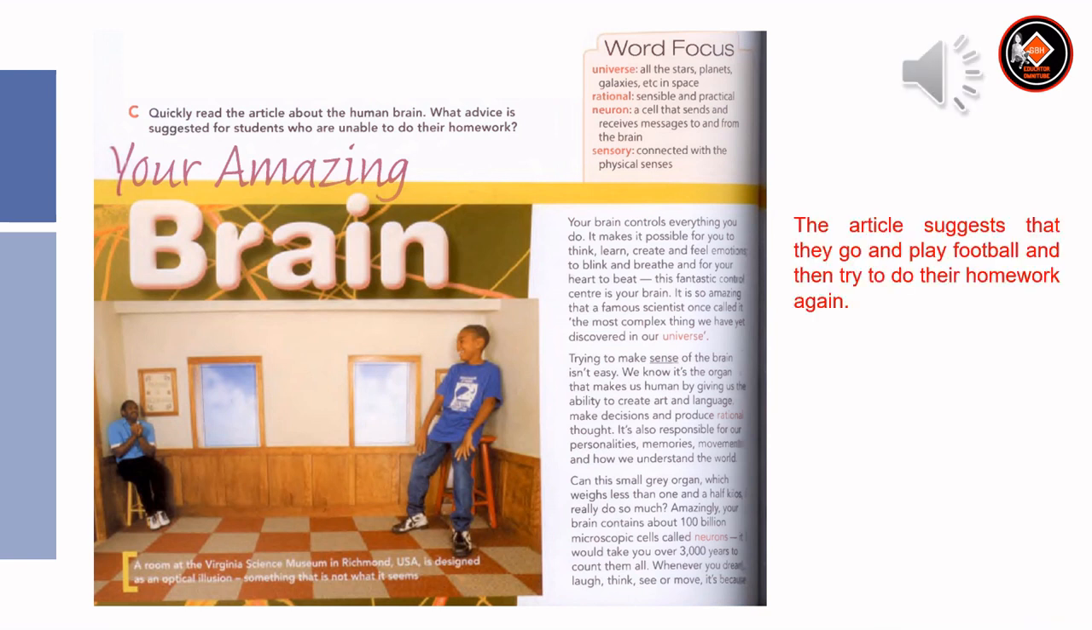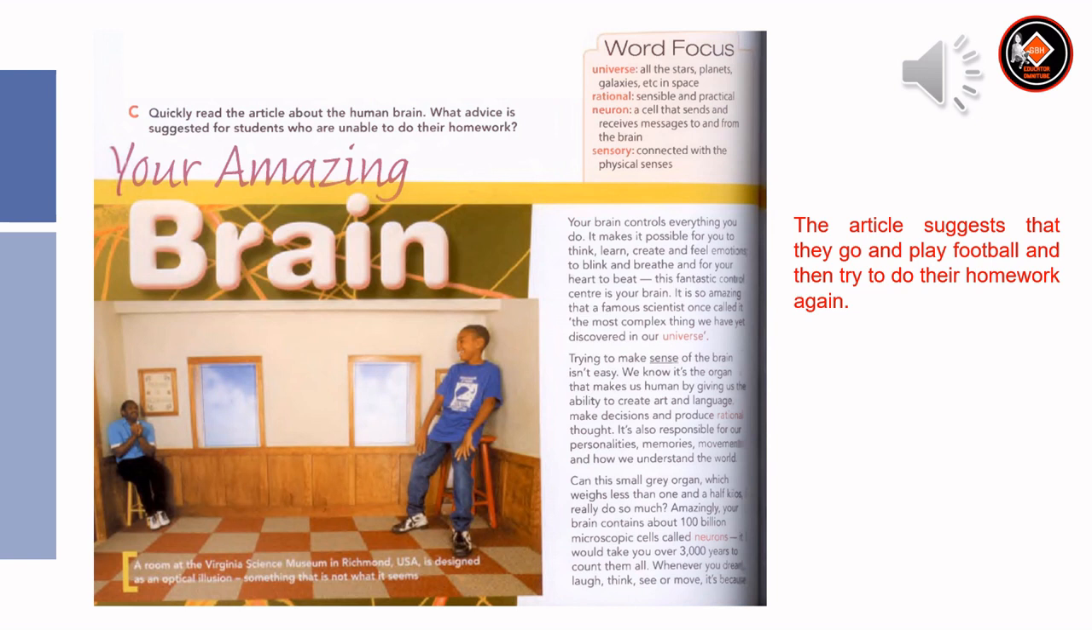Your brain controls everything you do. It makes it possible for you to think, learn, create and feel emotions, to blink and breathe and for your heart to beat. This fantastic control center is your brain. It is so amazing that a famous scientist once called it the most complex thing we have yet discovered in our universe. Trying to make sense of the brain isn't easy.